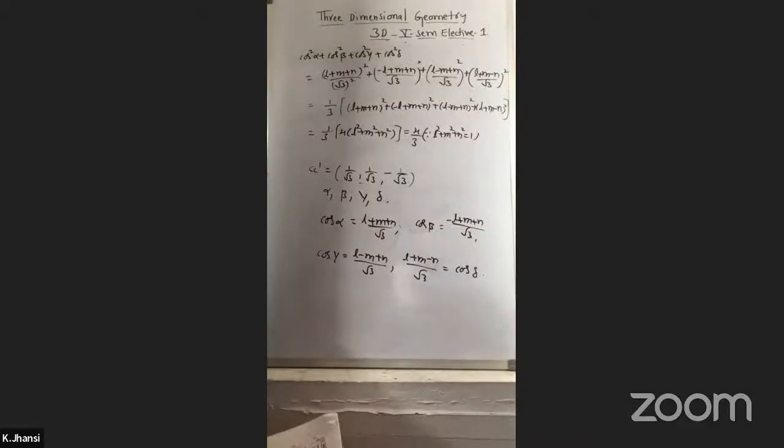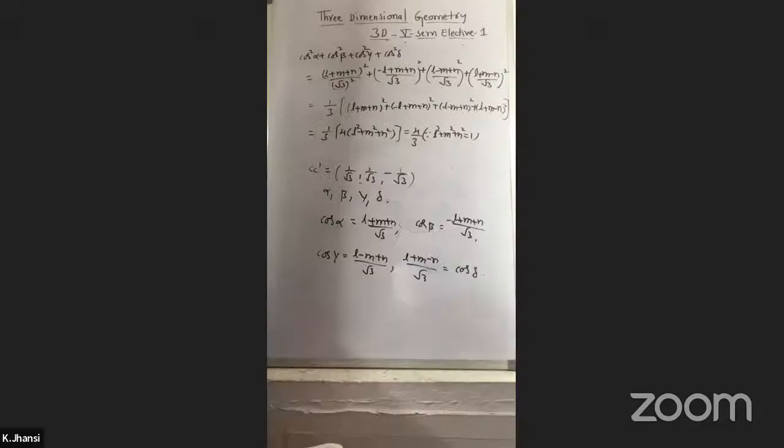This 21 problem is there, no? A line making angles alpha, beta, gamma with the coordinate axes. Then show that sine square alpha plus sine square beta plus sine square gamma equals 2. This also they will ask in the examination.